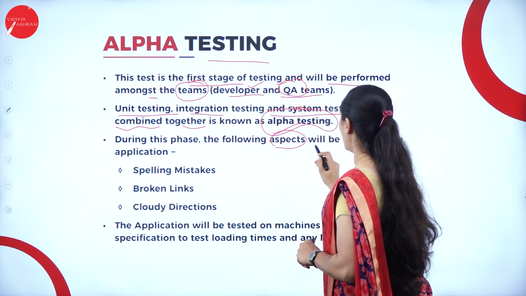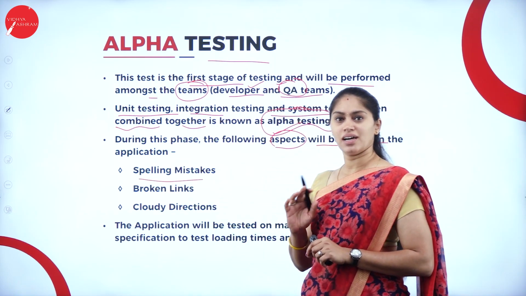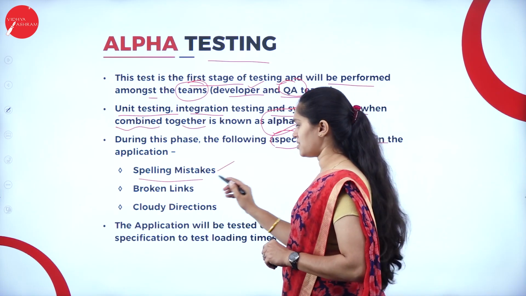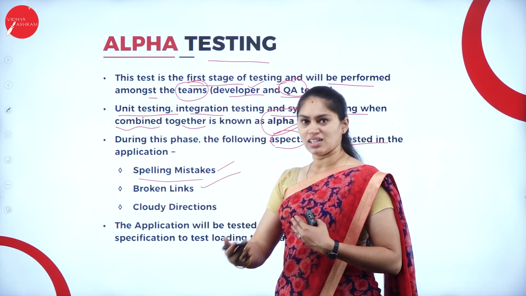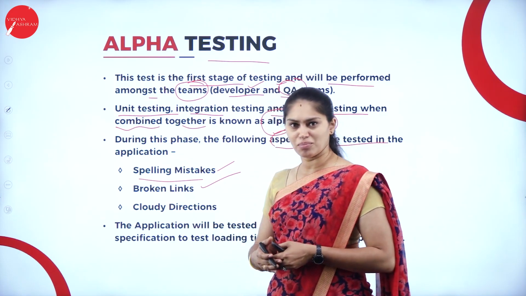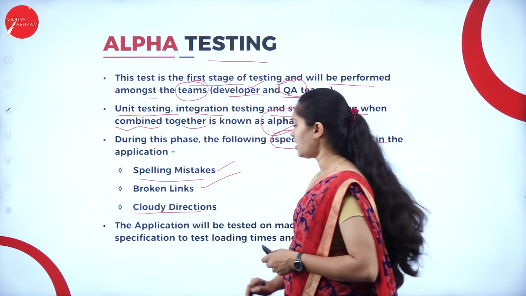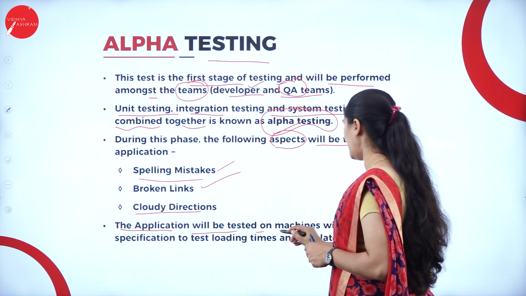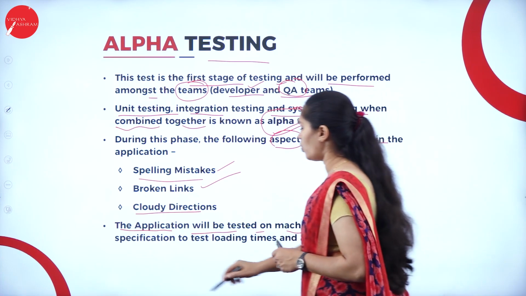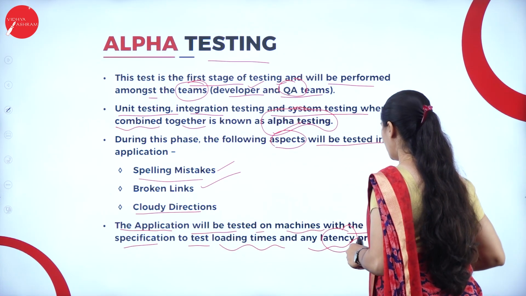Then what will be done in alpha testing? Mainly we test for spelling mistakes, any errors arising from spelling mistakes, and broken links; one unit not working properly with another unit, one module not working properly with another module, and to check the cloudy direction. Along with that, the application will be tested on machines with the lowest specification to test loading times and any latency problem.